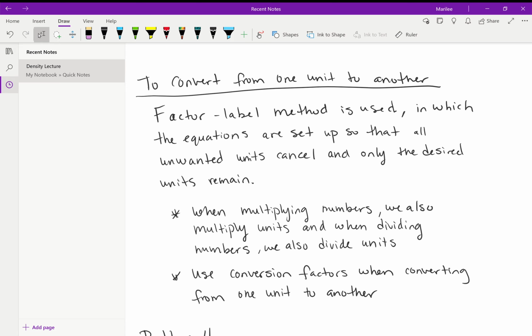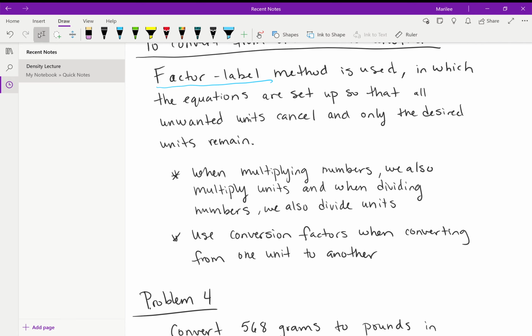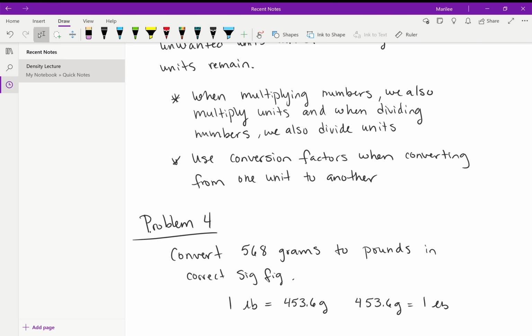To convert from one unit to another, we use the factor label method. Here, the equations are set up so that all unwanted units cancel, and whatever unit you want to end up with will remain there. So we have an important point here. When multiplying numbers, we also multiply units, and when dividing numbers, we also divide units. You have to keep track of your units, or else your math will not be correct. Things will get more dense in the future, and if you don't keep up with your units, you will not know what you're calculating. I'll show you guys an example later on. And then another important point here, we use conversion factors when converting from one unit to another.